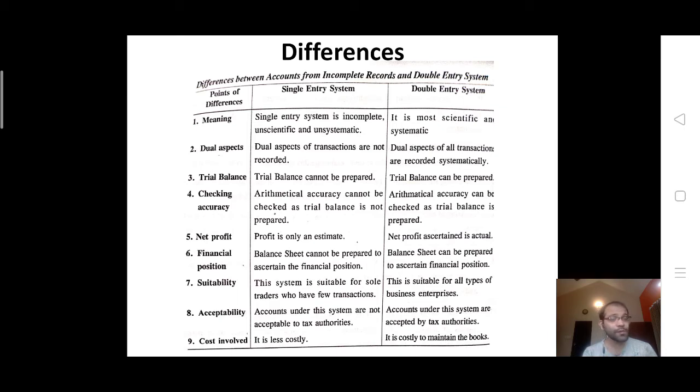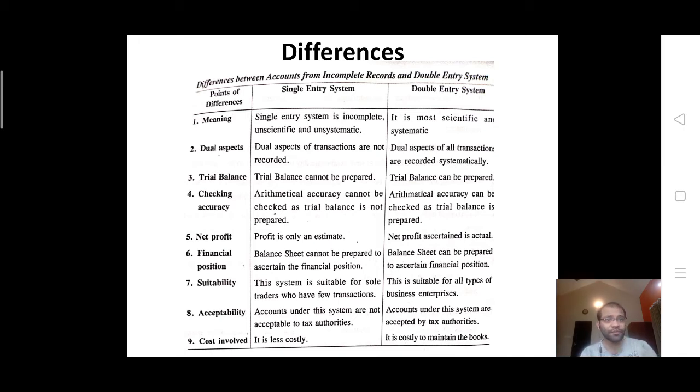If you see the dual aspect, the debit and credit or whatever you say, single entry system does not record any dual aspects. But in case of double entry, the name double means two. That is why dual aspects, two aspects, are taken here simultaneously. That's why we call it double accounts, double entry system. Trial balance cannot be prepared in case of single entry, but trial balance can be easily prepared in double entry. Why? Because we have the debit and credit columns there.